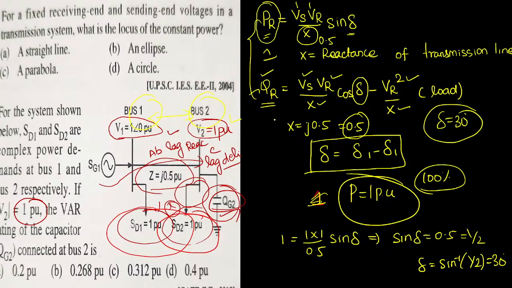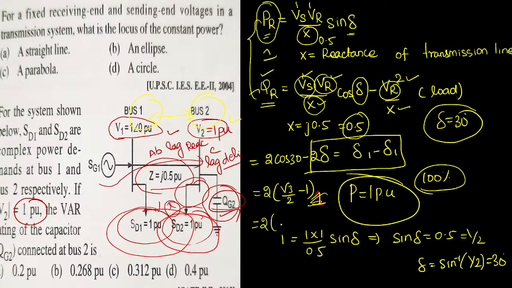Now calculate the reactive power. That's all. Question is over. So you know the value of voltages. That is 1 into 1 divided by 0.5. That will be 2. 2 into cos 30 minus 1 square divided by 0.5. That is also 2. Actually, what we obtain finally is 2 into the value of cos 30. Cos 30 will be root 3 divided by 2, minus 1, right? So it will be 2 into 0.8666 minus 1. I hope I'm correct, right?